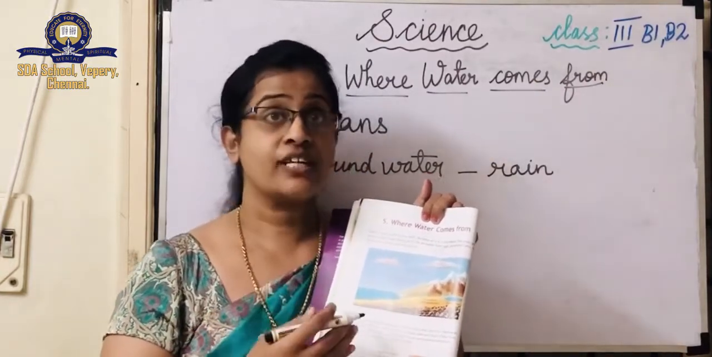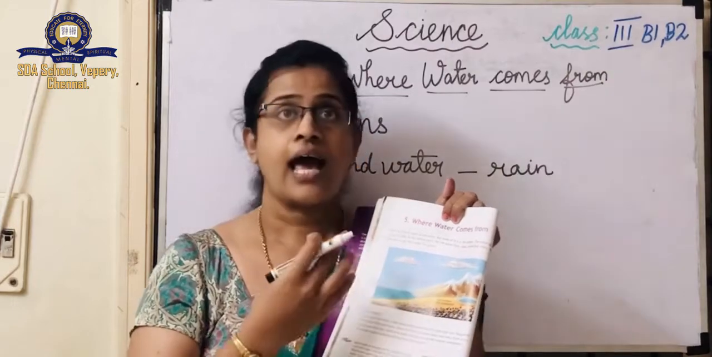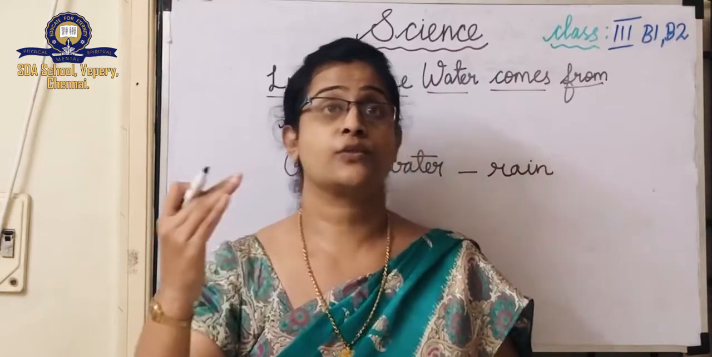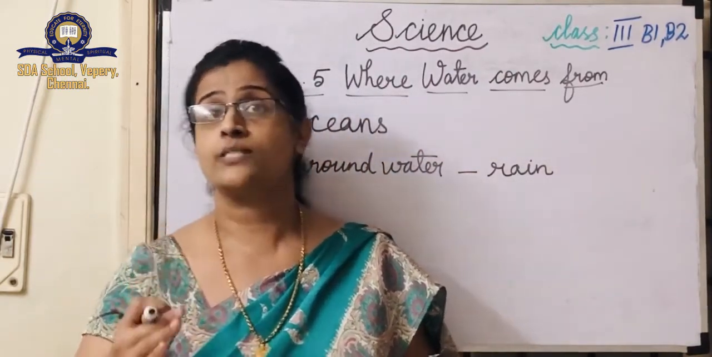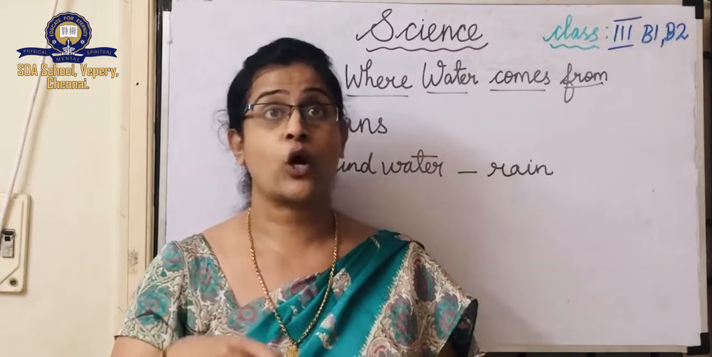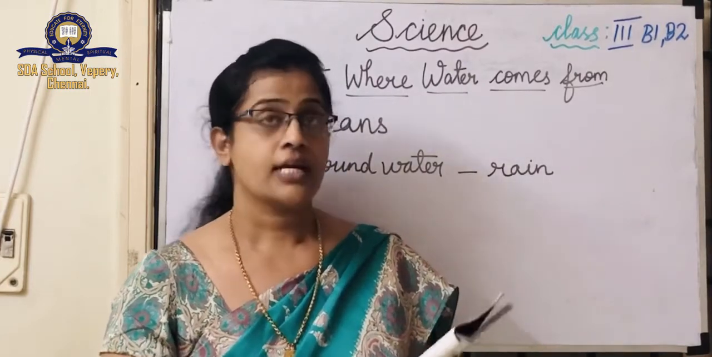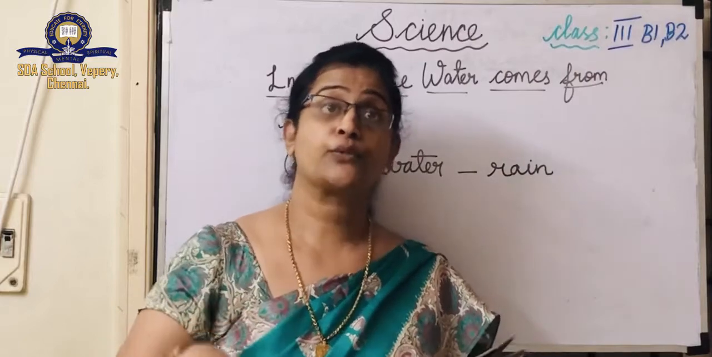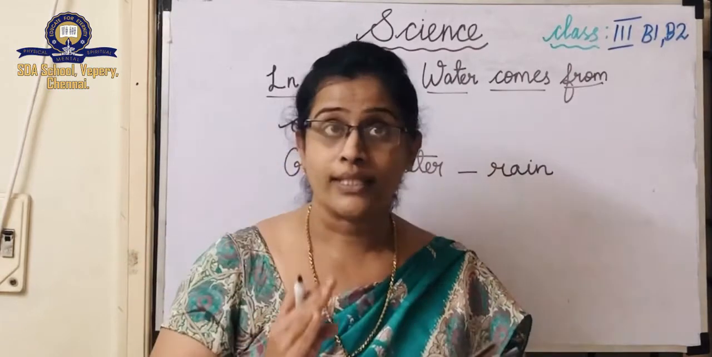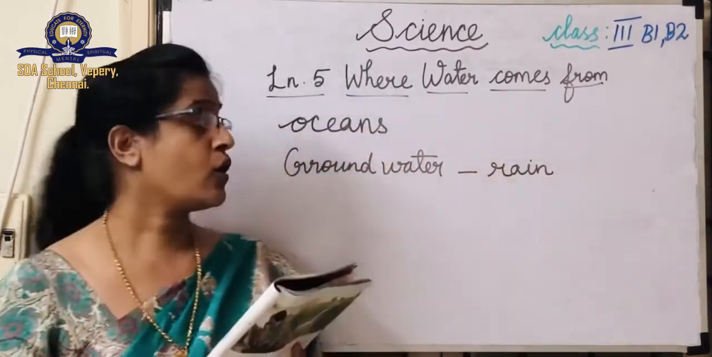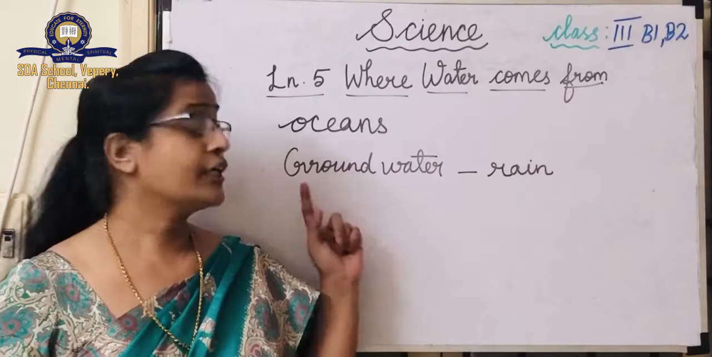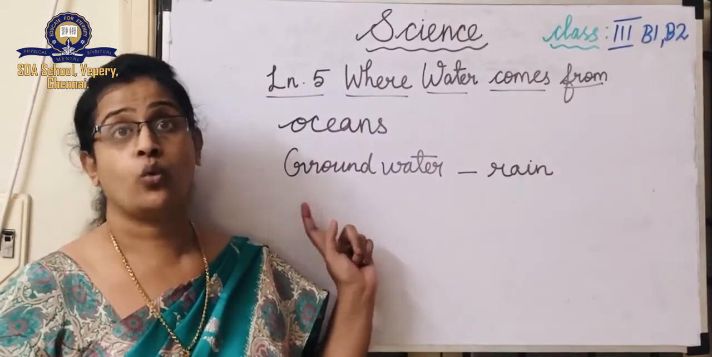Some of the water fills up ponds, lakes and rivers. From rivers, it flows into the sea. And some of it soaks through the soil and reaches underground. The water stored underground is called groundwater.